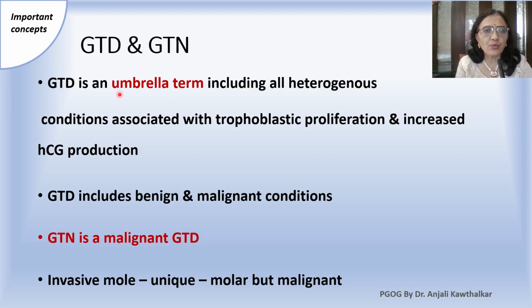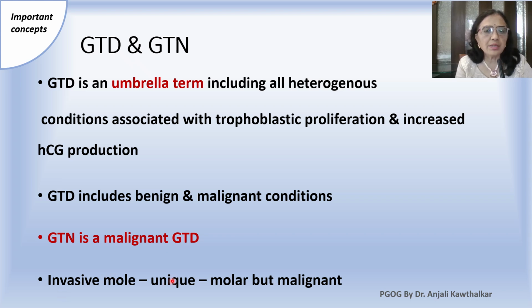So the important concepts we have seen till now: gestational trophoblastic disease is an umbrella term which includes all heterogeneous conditions associated with trophoblastic proliferation and associated rise in HCG. This trophoblastic proliferation and the production of HCG is increased. Gestational trophoblastic disease includes both benign and malignant conditions. Gestational trophoblastic neoplasm is a malignant gestational trophoblastic disease.